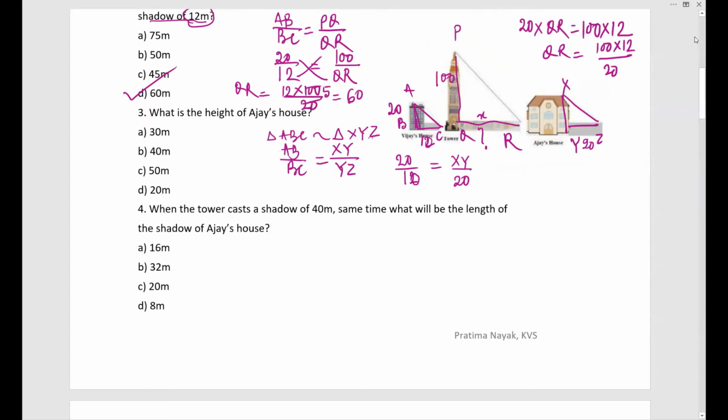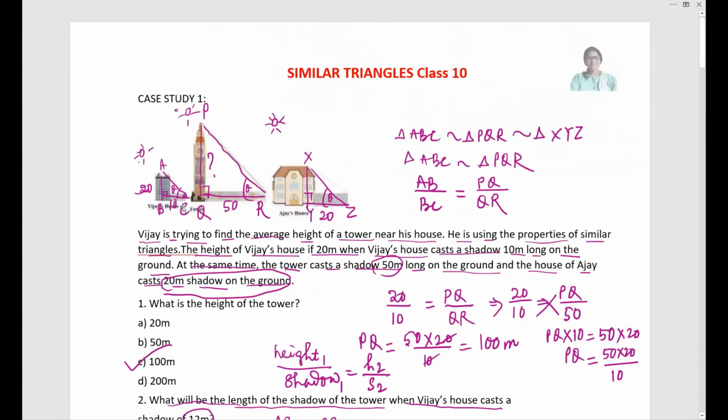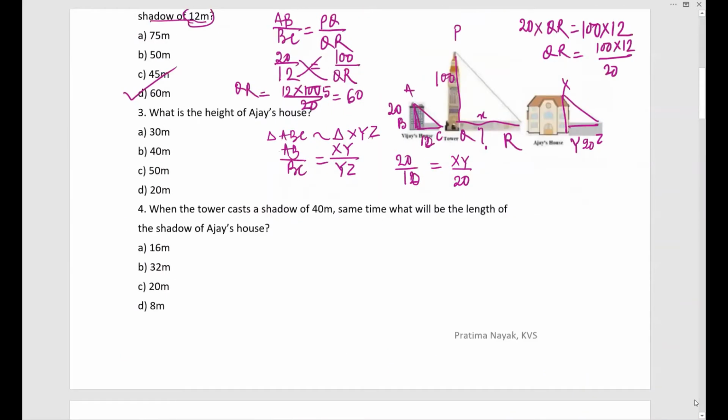Again, I'm going back. For part 1, the shadow was 10 only. So 20 ratio 10. I've changed to 10 here, not 20. This is part 1, so it will be XY by 20. Then what will be the answer? XY into 10 is equal to 400. 20 multiplies 20. Then XY will be, you can cancel 1 zero, so 40 meter. So height of the house is 40 meter. B is the answer.